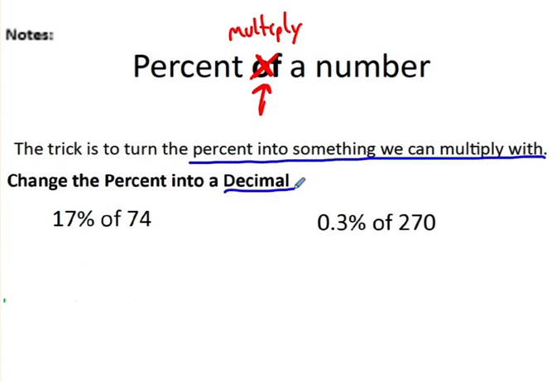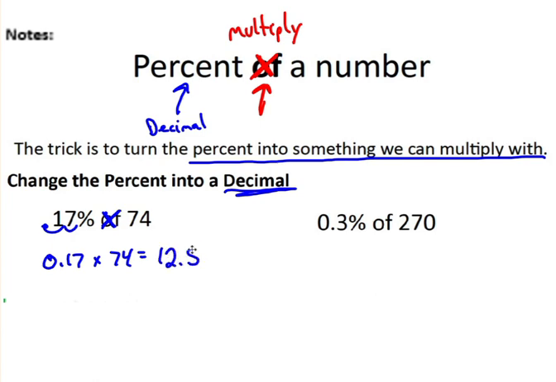In this case, we're going to change it into a decimal. So we've been practicing a lot of that earlier in the unit. We're going to change that percent into a decimal, and then we're simply going to multiply times our number. So for instance, 17% of 74. Of means multiply. We're going to change our percent into a decimal. We're going to slide it 2 spots to the left. And we're going to get 12.58. It's as simple as that.